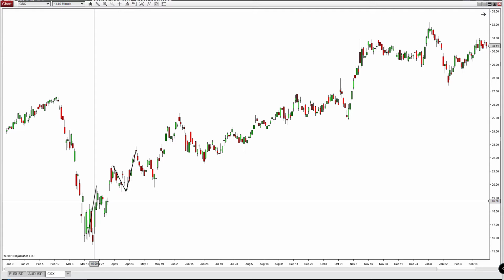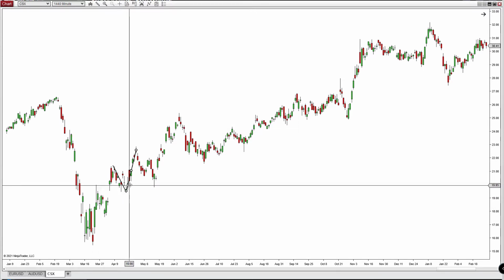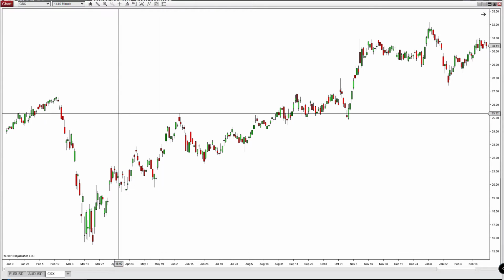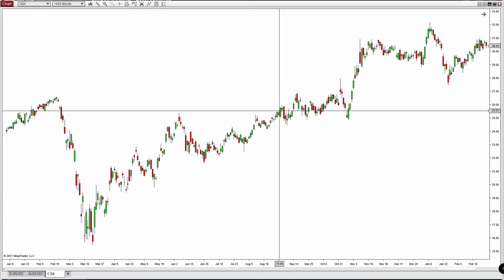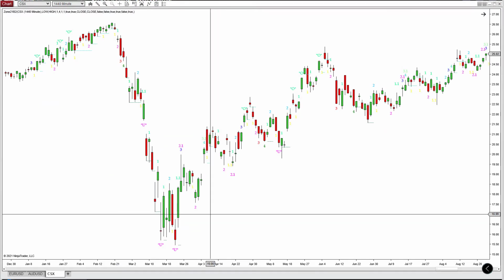Let me get rid of all this information here. I almost deleted my chart. And let me apply an indicator really quick. Okay, so here's an indicator, and this is what I use to actually plot the zones. So all you're seeing is the output.